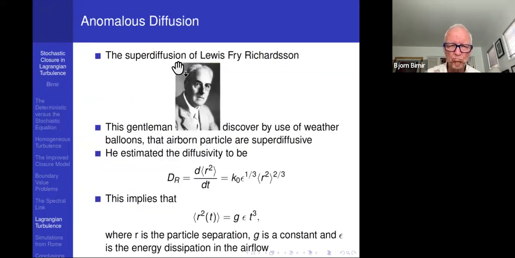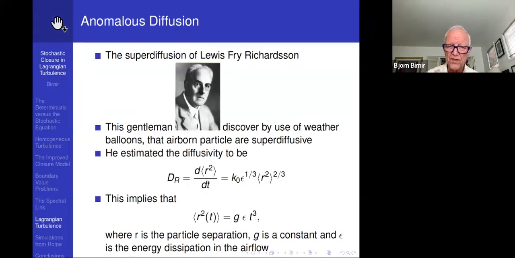The gentleman who made a significant contribution there was Richardson. He discovered super diffusion: if you look at particles carried by turbulent flow, like from a smokestack, then for a little while they are close together, and then there's a super diffusion, and the separation of the particles grows very rapidly. In fact, it grows like the time from when they emerged. The separation squared goes as t to the third, and this is called Richardson super diffusion.